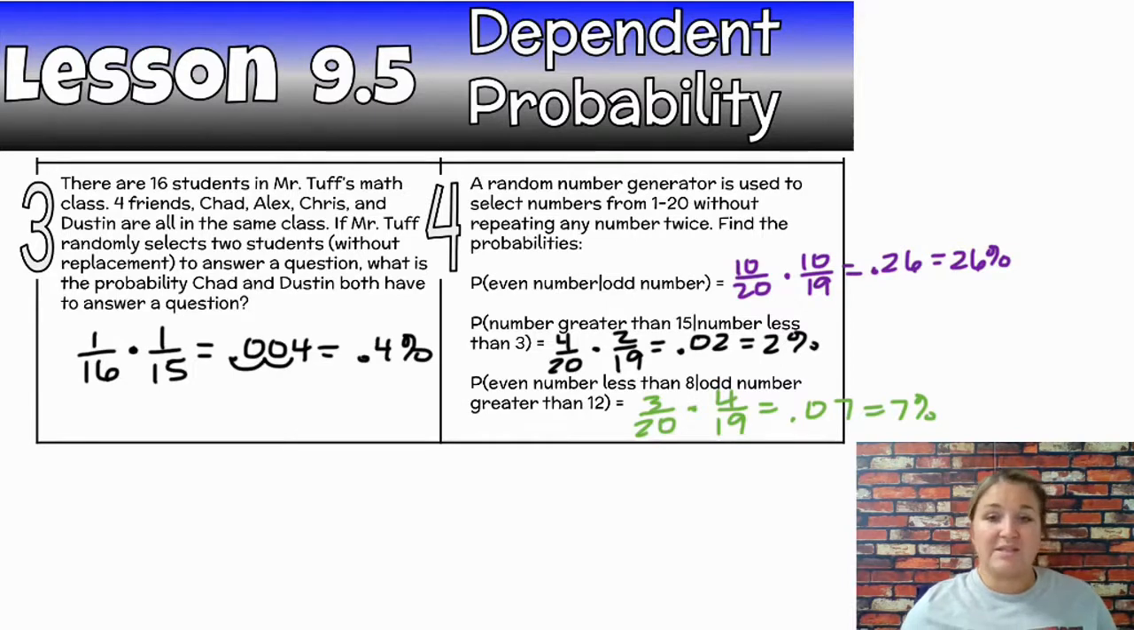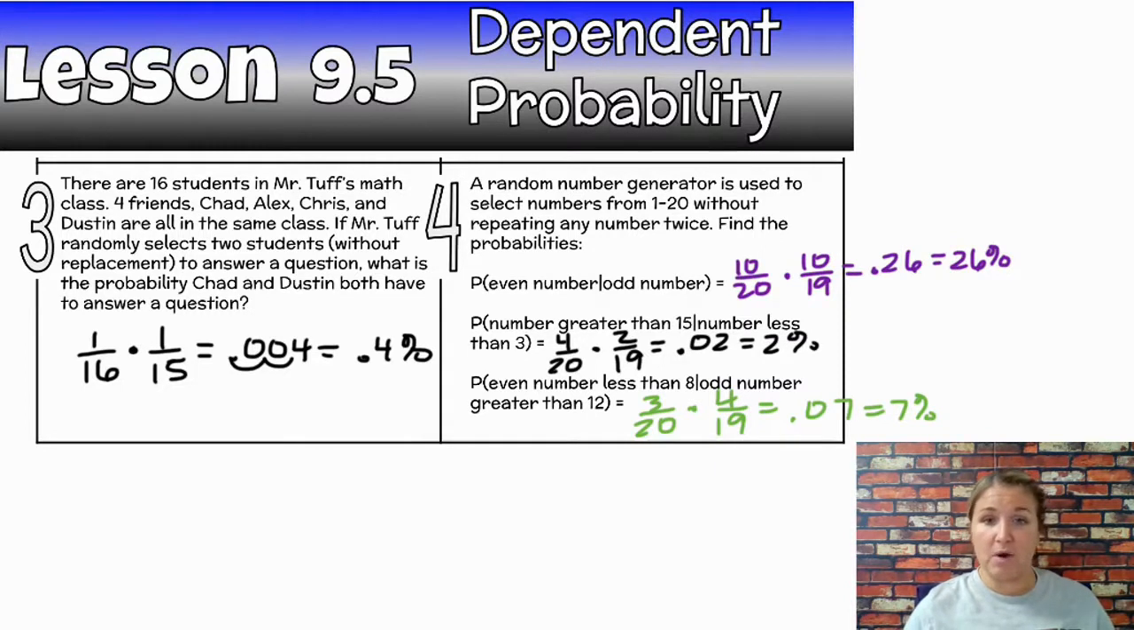So dependent probability: the outcome of the second event depends on the first event's outcome. And so therefore it kind of changes some of your denominators. Remember, you're always assuming that the first event actually happens. And that's hard to sometimes wrap your brain around because you're like, well, what if it doesn't happen? But we're going to assume that it does in order to calculate the probability of it happening. We have to assume that first probability had to happen.